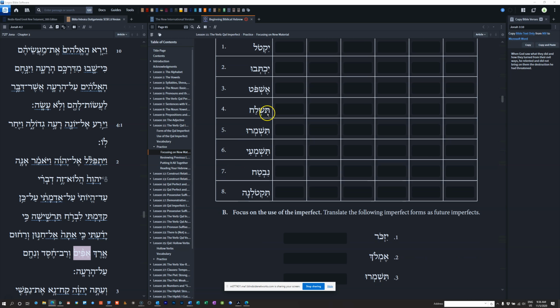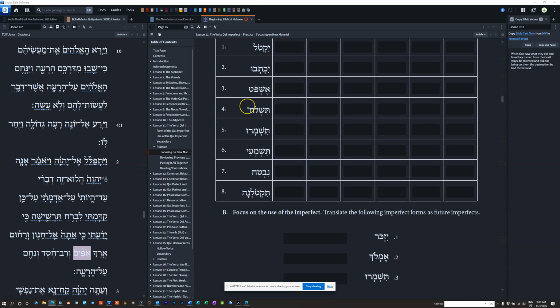Number 4, same kind of thing. You may come here and think that the verbal root begins with a tav, because that's the first letter you see. Tav, shin, lamed, chet. How many letters are we supposed to have in a verbal root? 3. How many do we have here? We have 4. So what's extra?